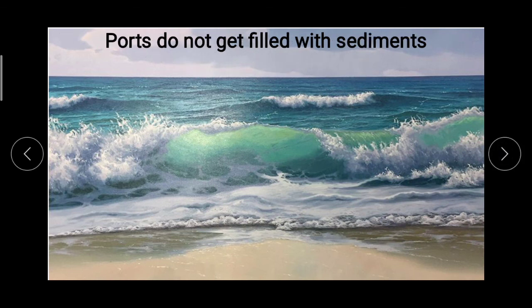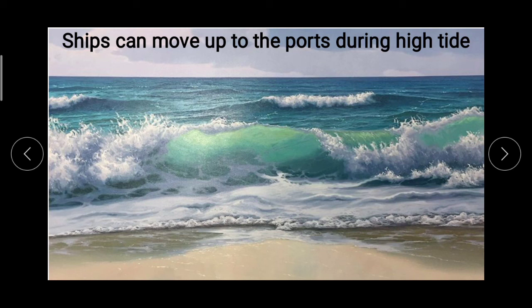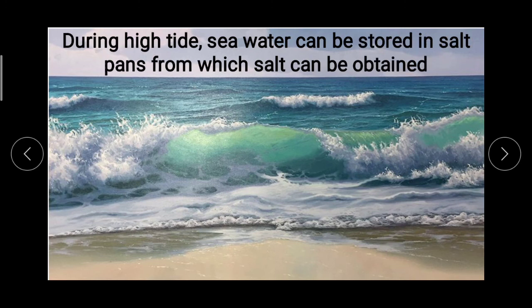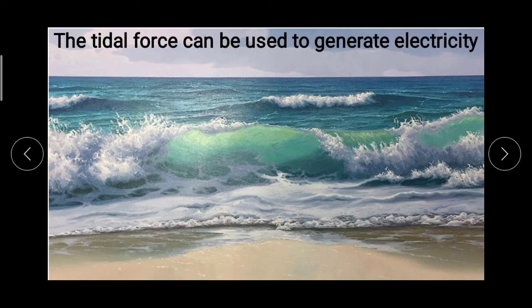Ports do not get filled with sediments due to tides. Ships can move up to the ports during high tide. During high tide, seawater can be stored in salt pans from which salt can be obtained. These are the very basic things about the effects of tides. The tidal force can be used to generate electricity. Very important one. You can generate electricity by using the tidal force.